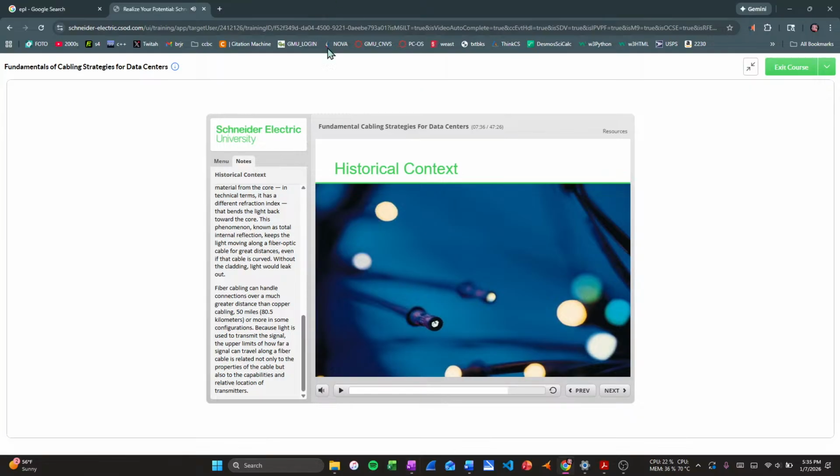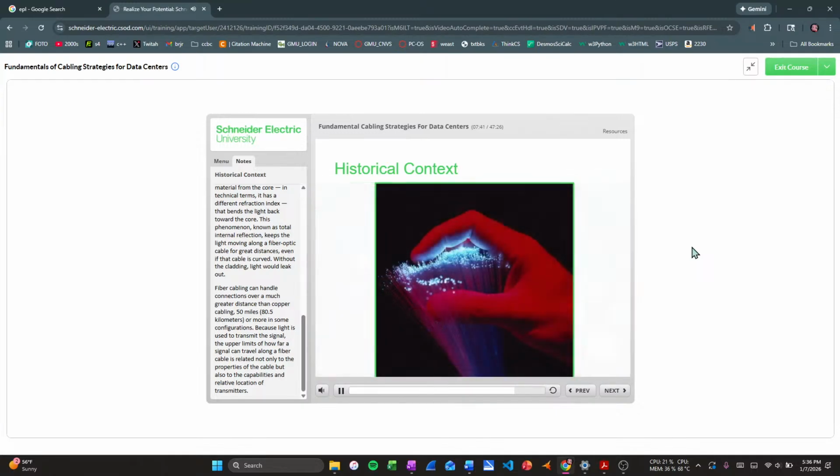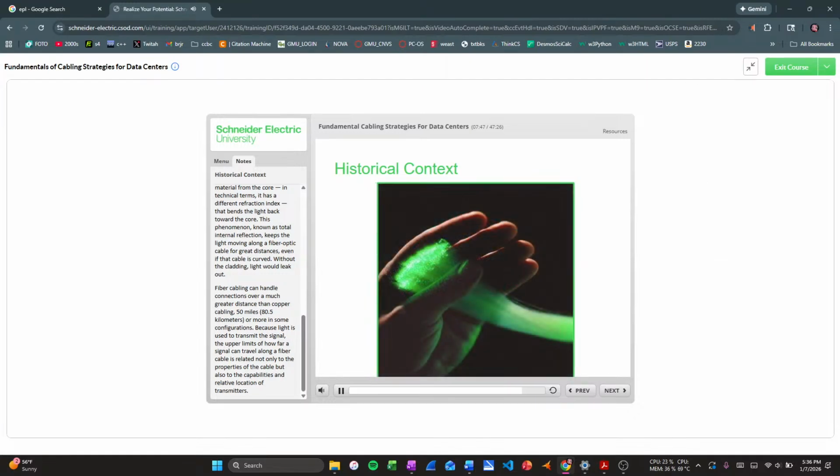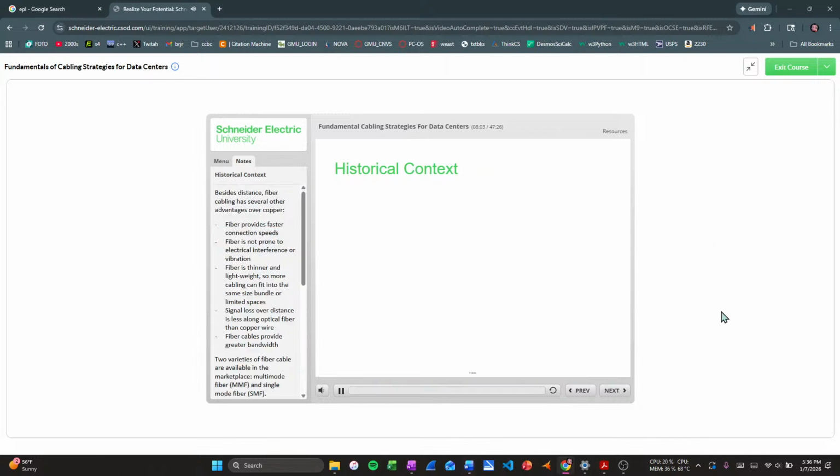Fiber cabling can handle connections over a much greater distance than copper cabling, 50 miles or 80.5 kilometers or more in some configurations. Because light is used to transmit the signal, the upper limits of how far a signal can travel along a fiber cable is related not only to the properties of that cable.